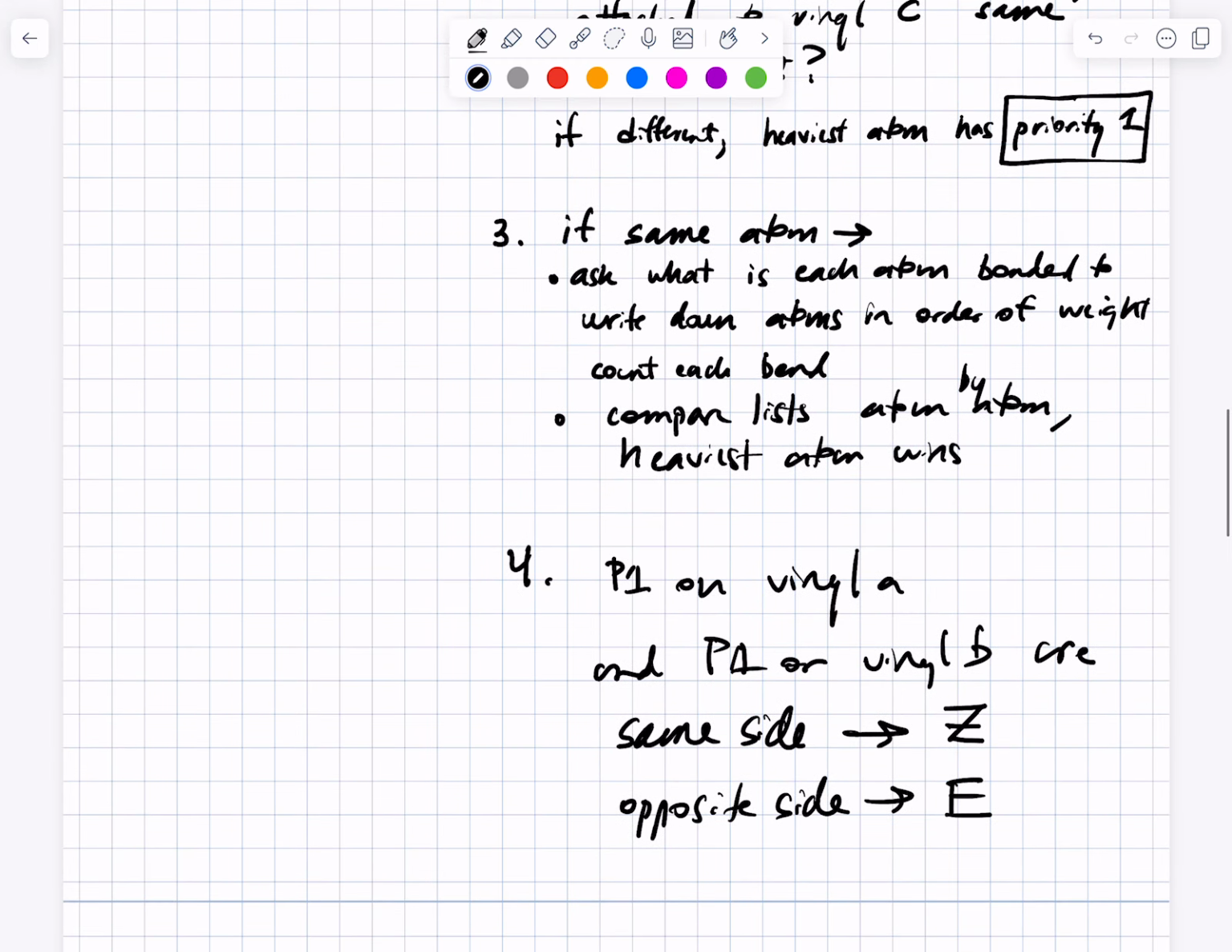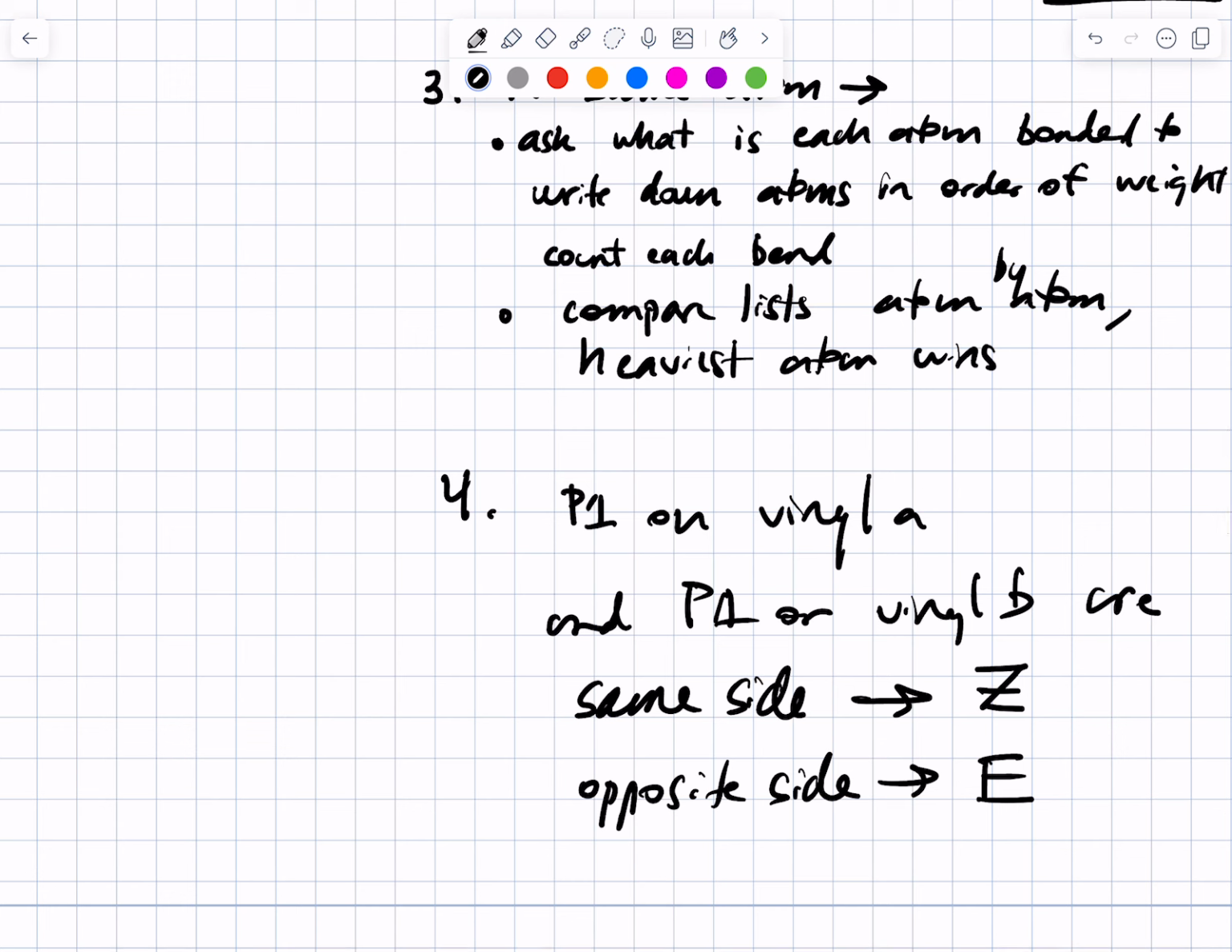These are actually abbreviations, first letters of German words. The German word that means together is zusammen. And if you have a hard time remembering that, just say the groups are on the same side, but use a Z. They're on the same side of the alkene.